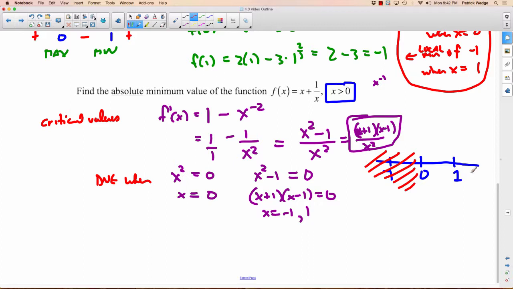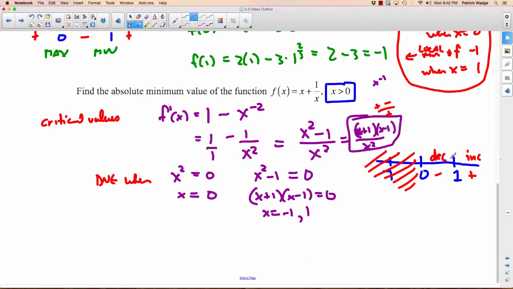So let's try 2 first of all. 2 plus 1, I know it's hard to see, but 2 plus 1 is positive. 2 minus 1 is positive. 2 squared is positive. Everything's positive, which means this is positive. It's increasing. If I put something between 0 and 1, well, let's put 1/2. 1/2 plus 1 is positive. 1/2 minus 1 is negative. So we have a positive, we have a negative, and it's divided by 1/2 squared, still positive. We only have one negative, which means it's going to be negative.